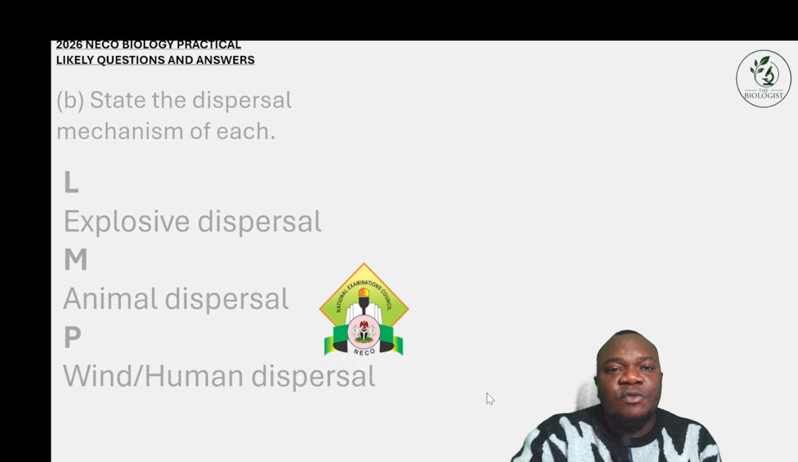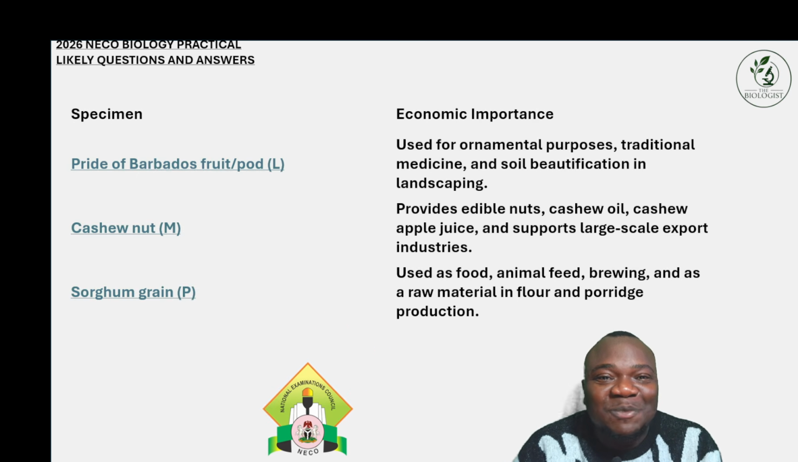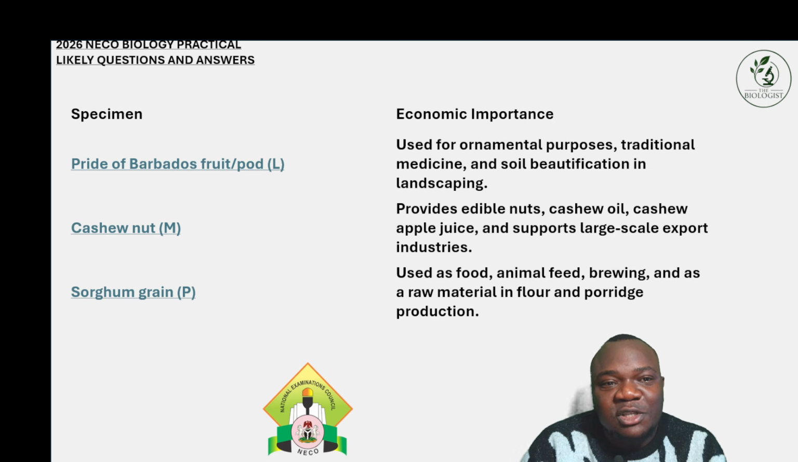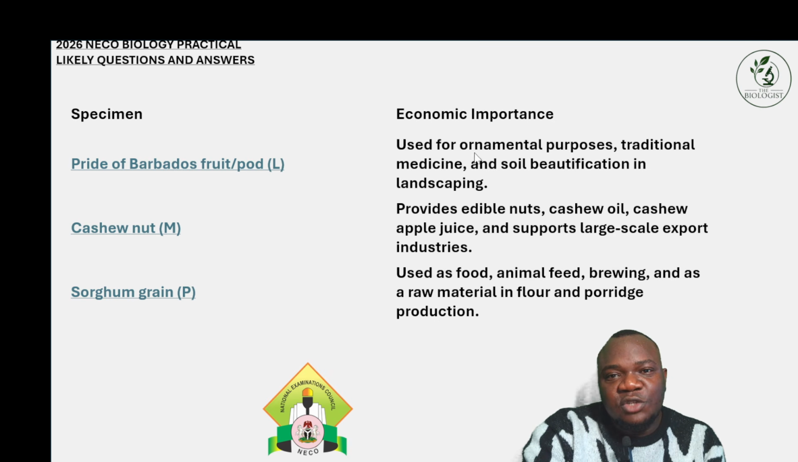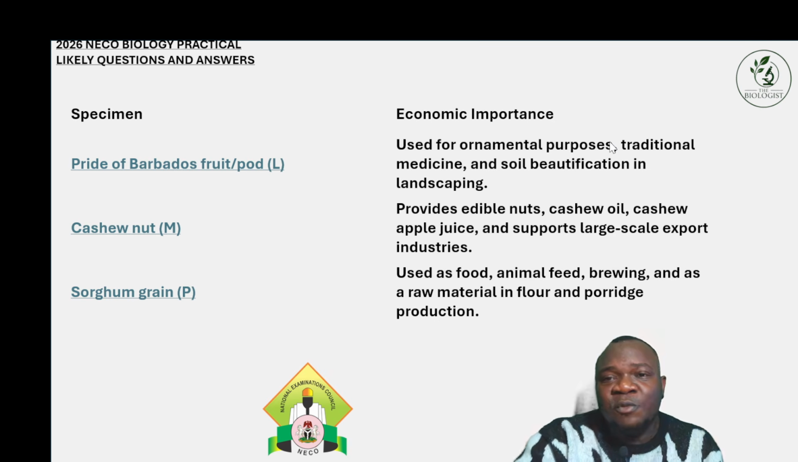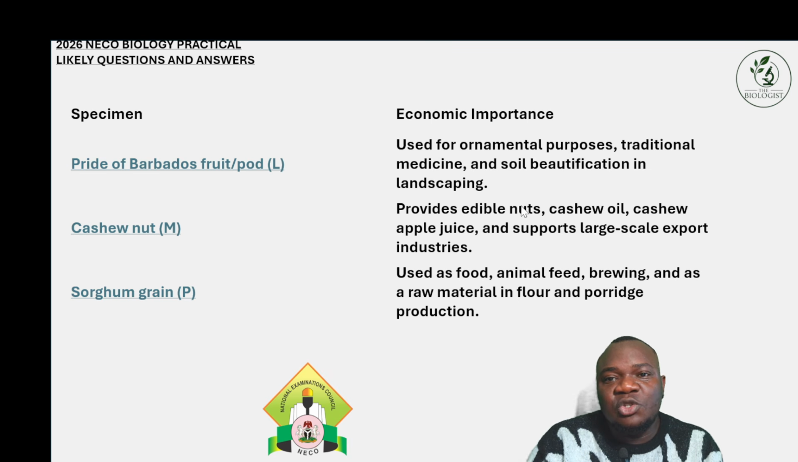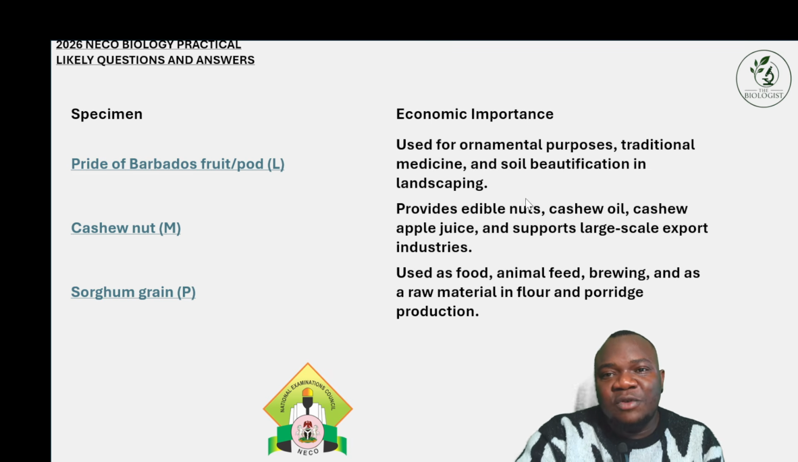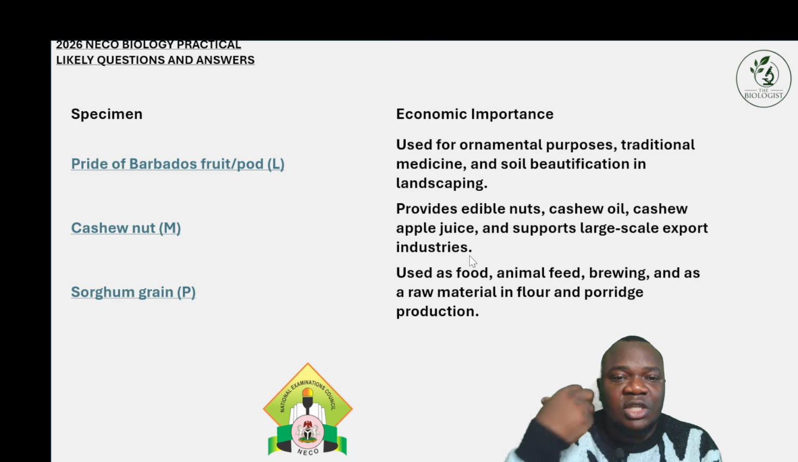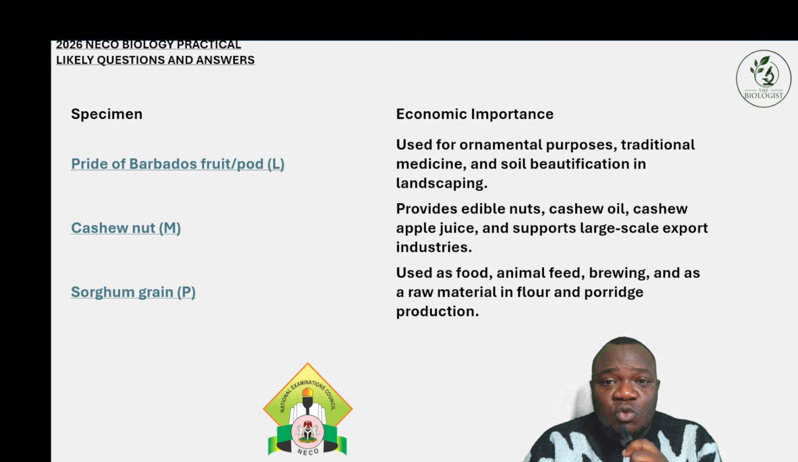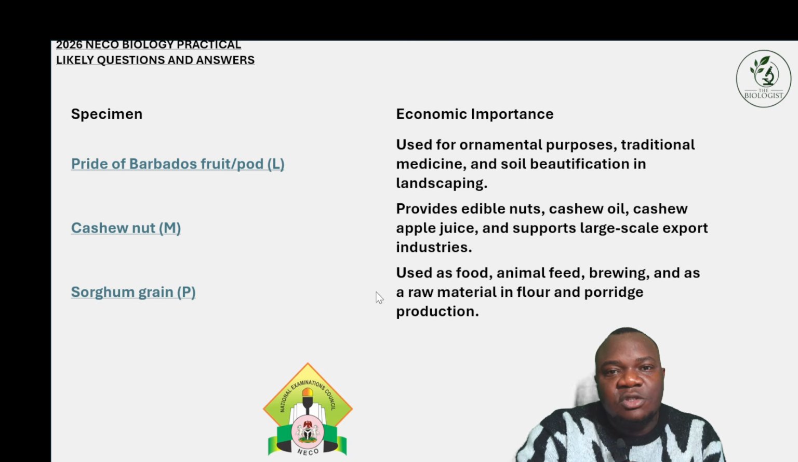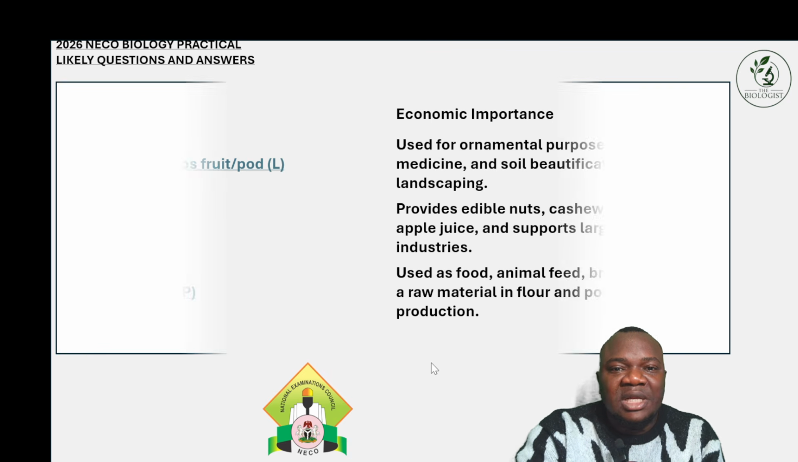All right. So for the specimens, we have different economic importance for all of them. So Pride of Barbados is used for ornamental purpose because they're very fine and very beautiful. Traditional medicine and soil beautification in landscape and all that. So we have cashew nuts. We eat the nuts. We use cashew oil. You have cashew apple juice and whatnot. So we consume them domestically and industrially. So for sorghum grain, they use as food, animal feed, and you brew them. Okay, so these are very good economic importance of these three plants.